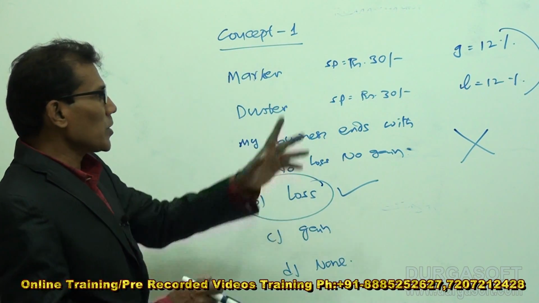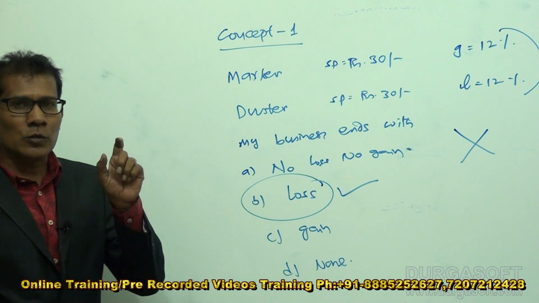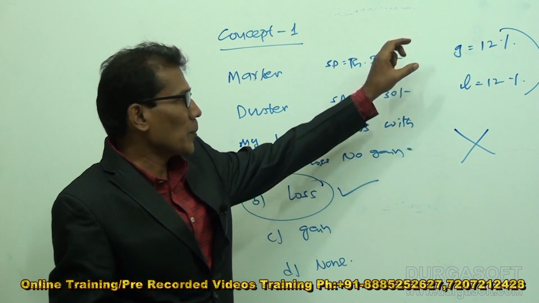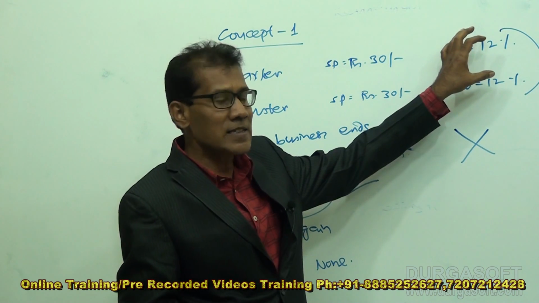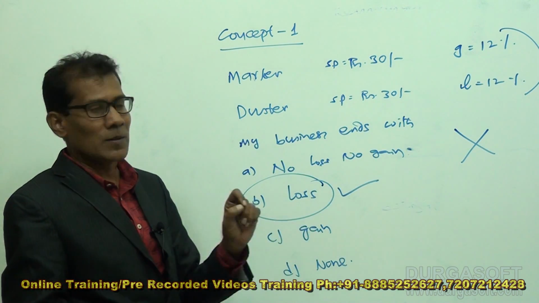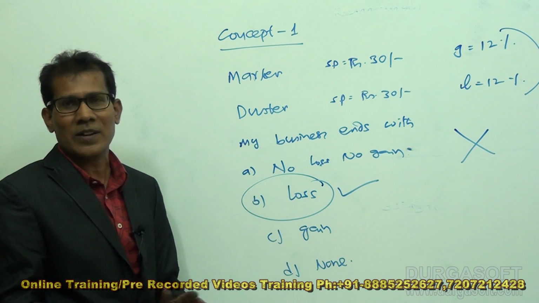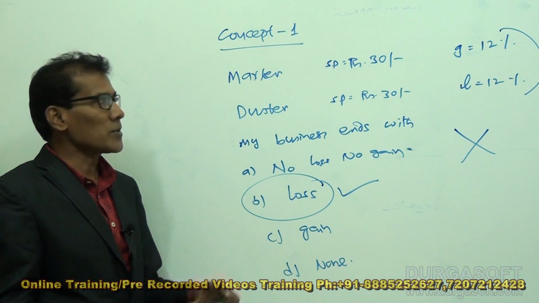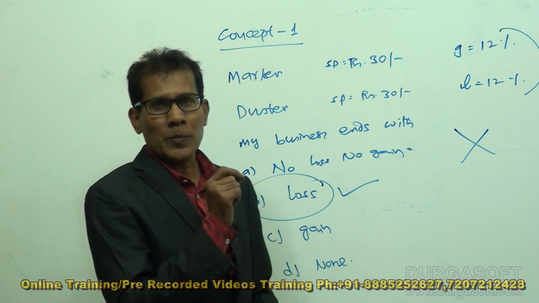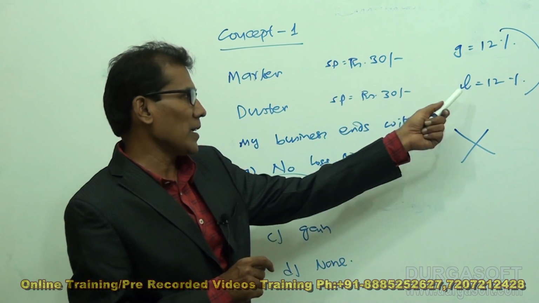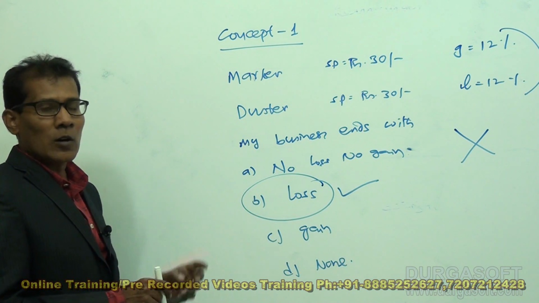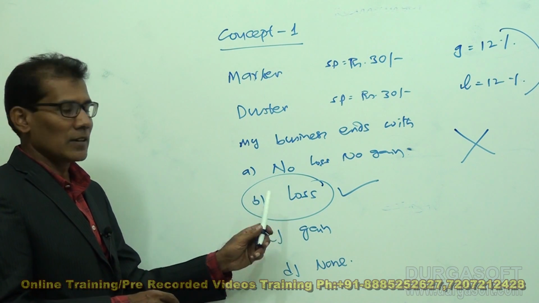So the concept you need to understand is, whenever 2 articles are sold at the same price and the profit percent on one article is exactly same as the loss on the second article, always the business ends up with the loss only. Always. Means you need to remember, 2 selling prices are same and the profit percent on one item is exactly equal to the loss percent on the other item. Always the business ends up with the loss.